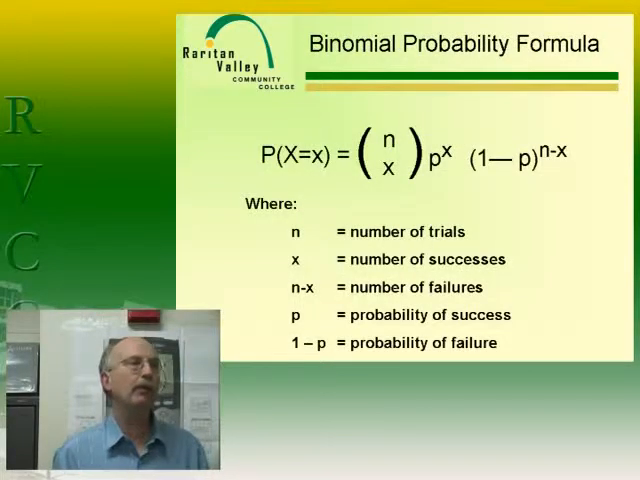The binomial probability formula, P of x equals the binomial coefficient n over x times p to the x, which is the probability of success raised to the power of the number of successes, times 1 minus p to the n minus x, or the probability of failure raised to the power of the number of failures.